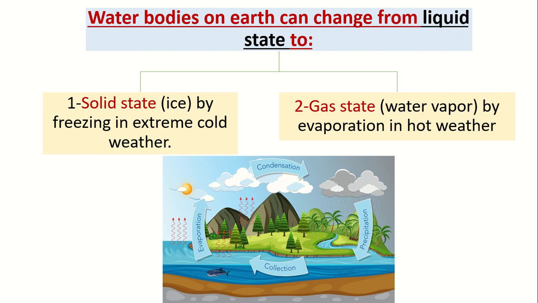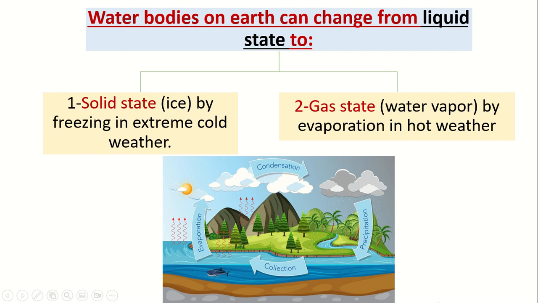And in hot weather, the liquid water will turn into a gas, into water vapor, which is a gas state. And how can the liquid water turn into gas? By which process? Evaporation. So the liquid turns into solid by freezing, and the liquid turns into gas by evaporation.